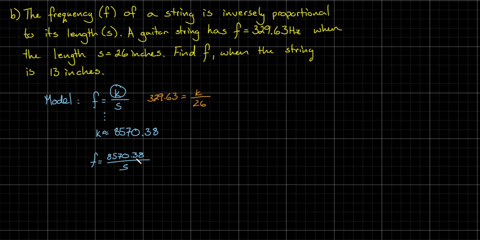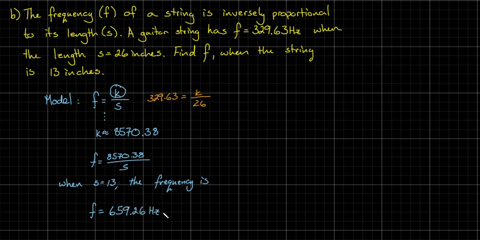If I wanted to now find the frequency when the string is how long? So 13. So to find the frequency of my new shortened string, we'll just say when s equals 13, the frequency is, and we would just replace s with what? 13. And I have no idea what 8570 divided by 13 is. 659.26.